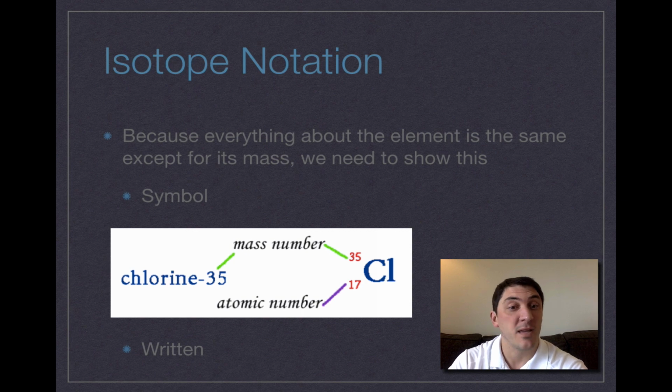In the written form, again, chlorine tells us, if we had access to a periodic table, everything about its proton number. So we just need to have the hyphen. The hyphen is important. It's not a minus. Chlorine, hyphen, then the mass number of 35. You read them both as chlorine-35.